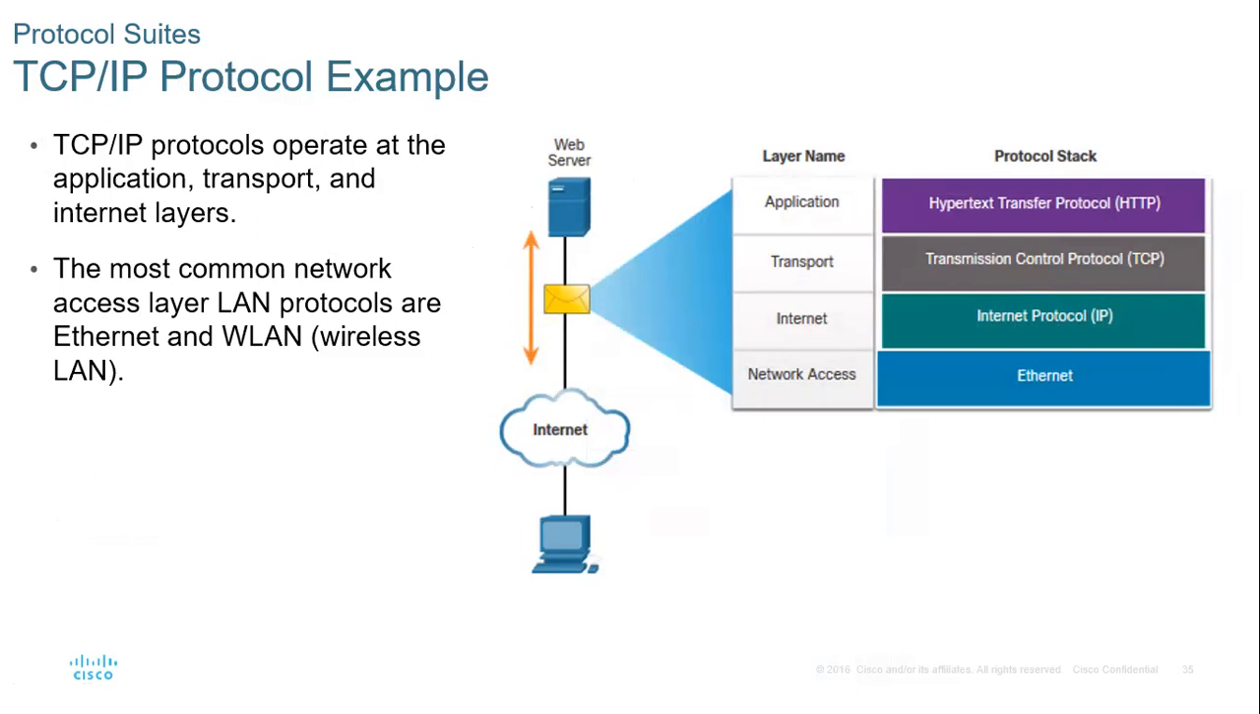TCP/IP protocol example. This is an example given. TCP/IP protocols operate at the application, transport, and internet layers. The most common network access layer LAN protocols are Ethernet and WLAN, wireless LAN. A web server is interacting with the client. Layer names: application, transport, internet, network access. The application layer consists of HTTP. The transport layer consists of TCP. The internet layer consists of IP. The network access layer consists of Ethernet.